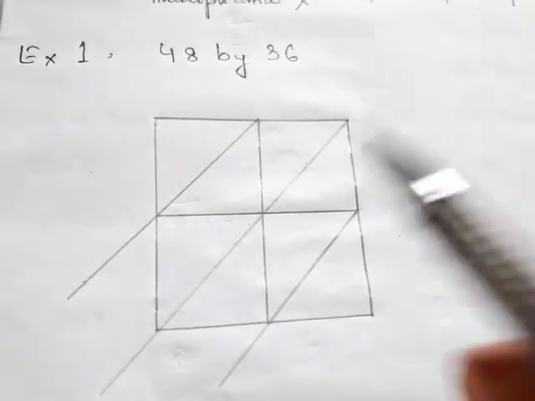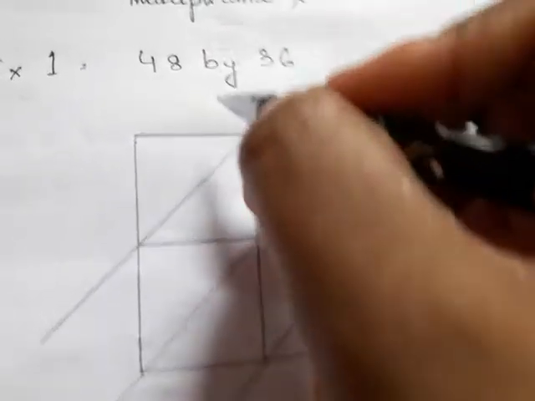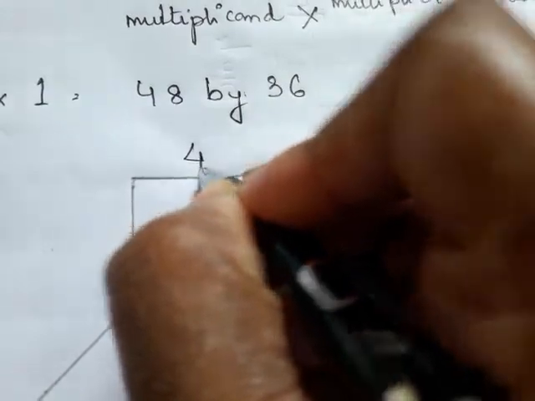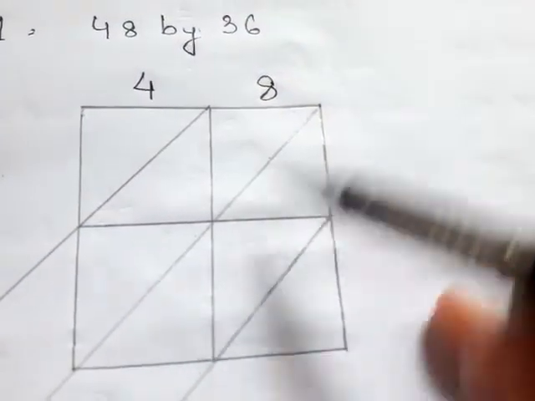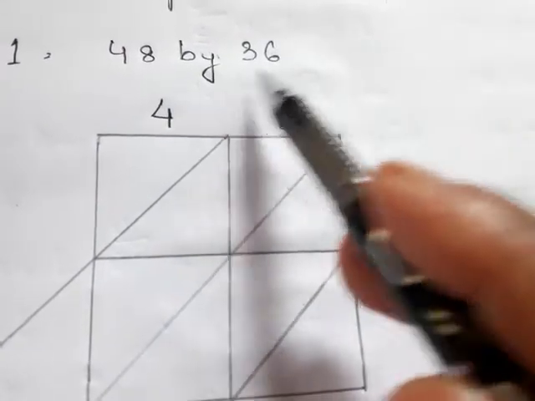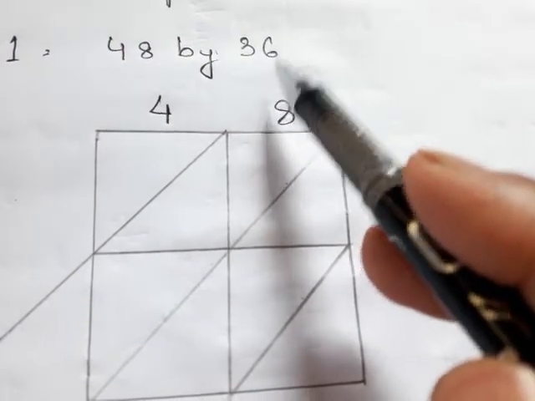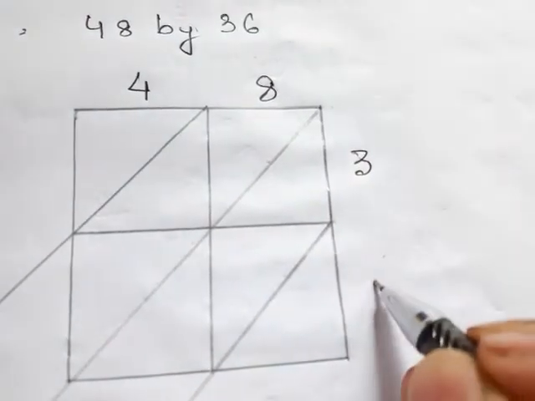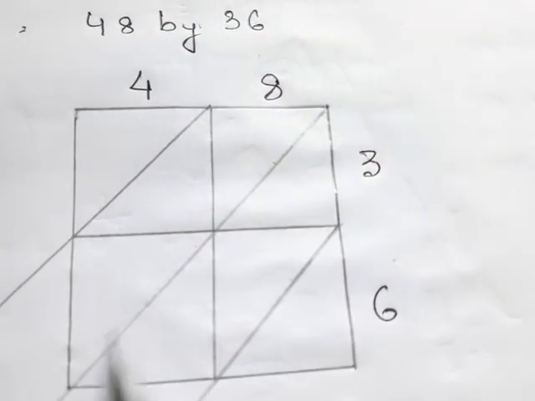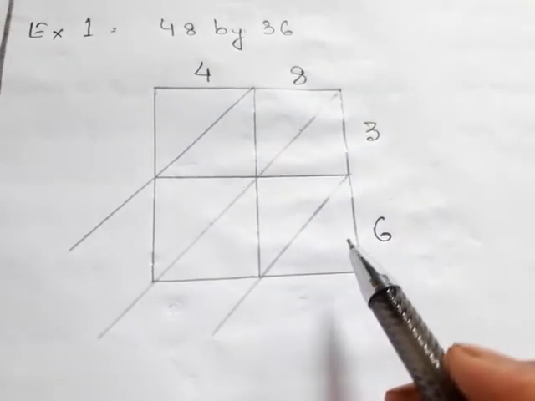Now I'll put the multiplicand and multiplier. So my multiplicand is 4 and 8, 48. This is the 4's column and this is the 8's column. 36 is my multiplier, so I will write 3 here and 6. This is my 3's row and 6's row. Clear?